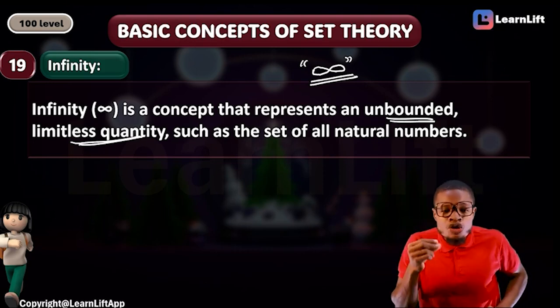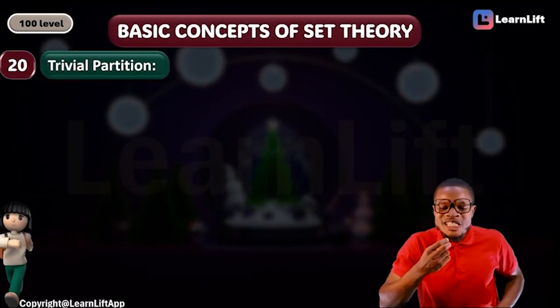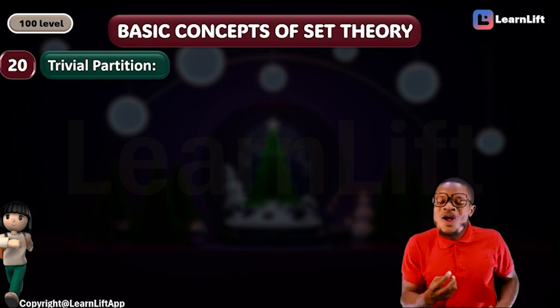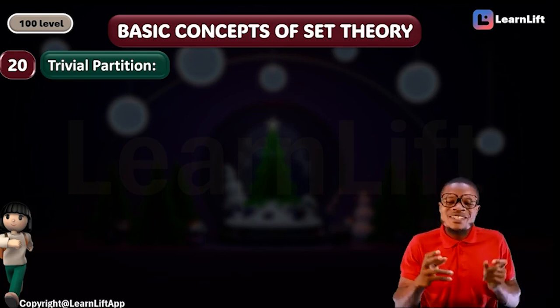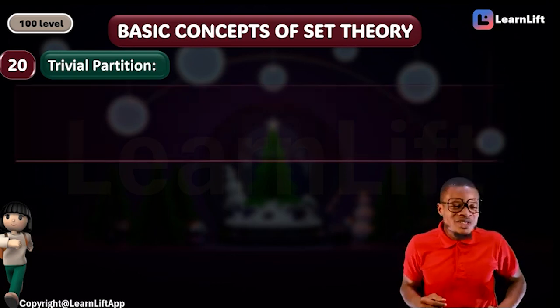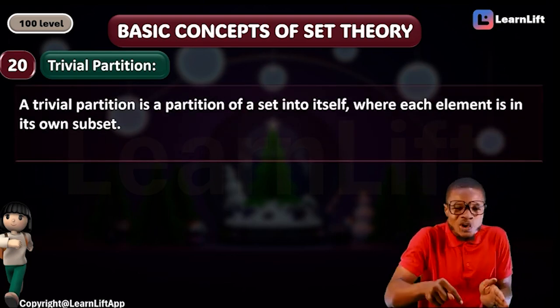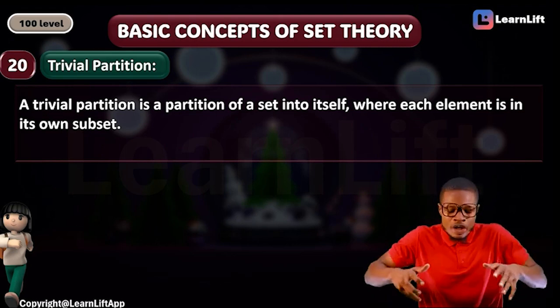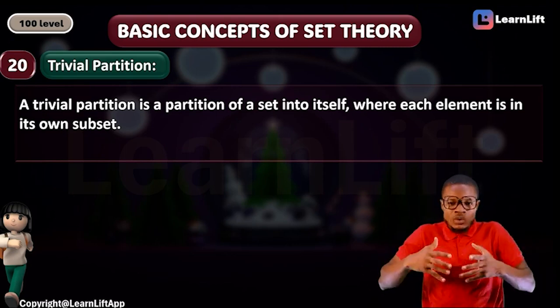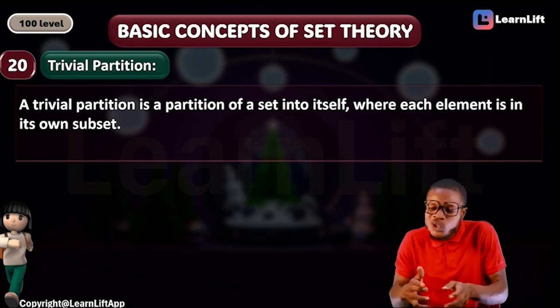That's it. Now, number 20, very quickly, it has a name. Number 20 is called trivial partition. What do we mean by trivial partition? That's number 20, which is the last. What is trivial partition? Take note of this very fast: a trivial partition is a partition of a set into itself. You are trying to partition one set into itself. That's called trivial partition, where each element is in its own subset.